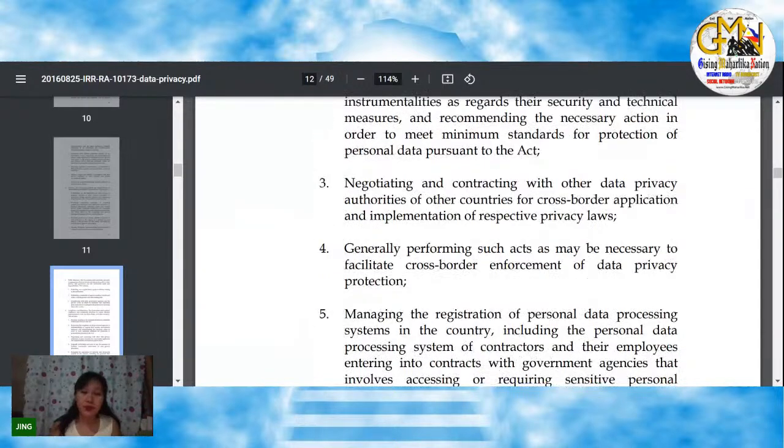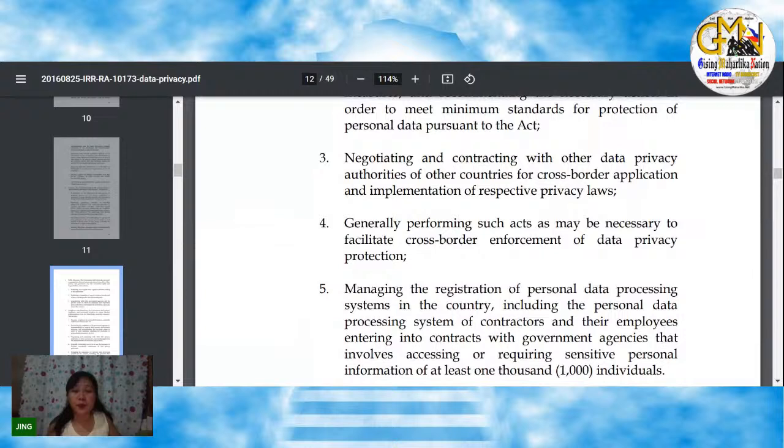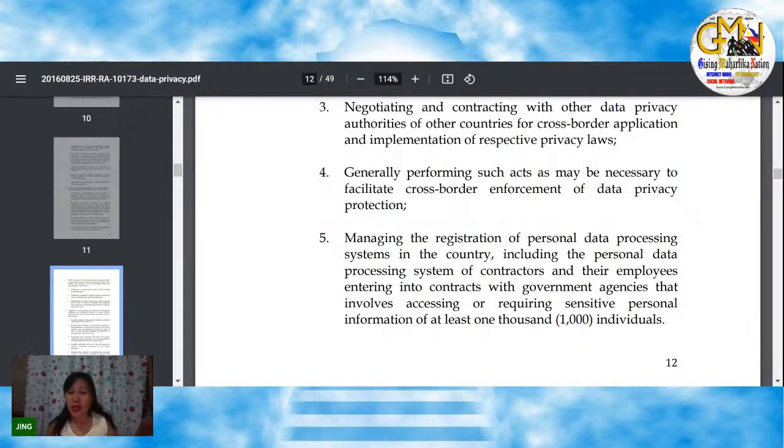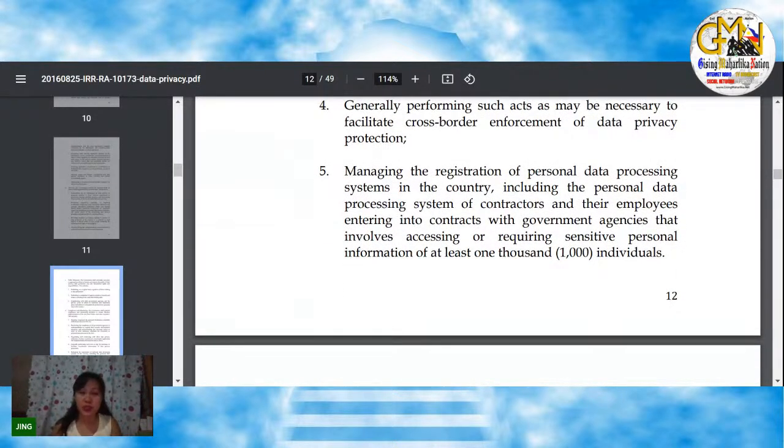Number 3, negotiating and contracting with other data privacy authorities of other countries for cross-border application and implementation of respective privacy laws. Number 4, generally performing such acts as may be necessary to facilitate cross-border enforcement of data privacy protection. And number 5, managing the registration of personal data processing systems in the country, including the personal data processing systems of contractors and their employees entering into contracts with government agencies that involve accessing or requiring sensitive personal information of at least 1,000 individuals.